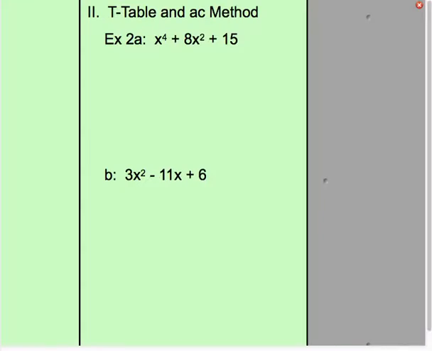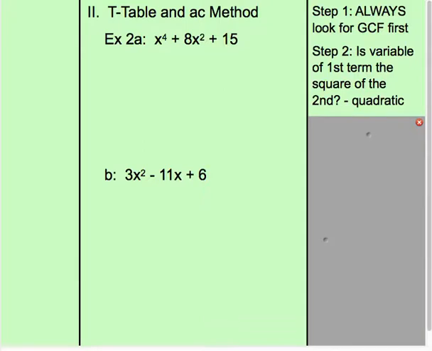Next type of review that we're going to look at is the T-table method and the AC method. Step 1, anytime that you are factoring, always look for a GCF first. So in example 2a, I don't have an x on every term, and I don't have a coefficient for my x to the fourth, so there's no GCF for all three terms.